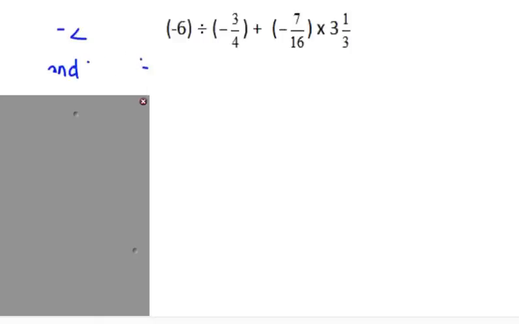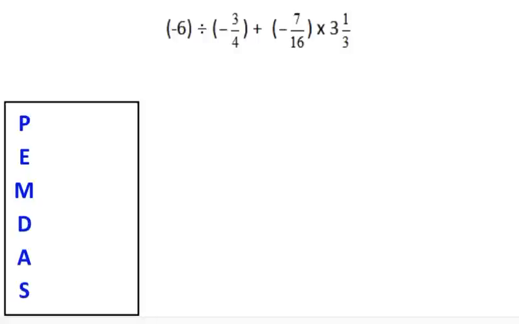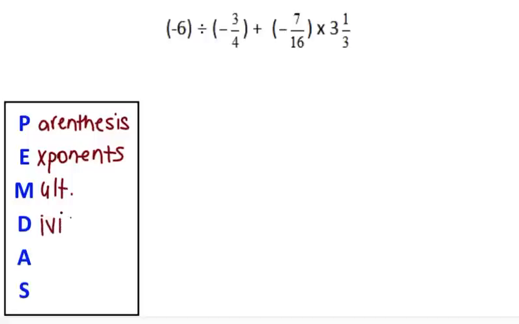When given a problem with more than one operation, there is a certain order to follow so you do not get the wrong answer. A trick to help you remember this is PEMDAS. P stands for parentheses. E stands for exponents. M stands for multiplication. D stands for division. A stands for addition. And S stands for subtraction.